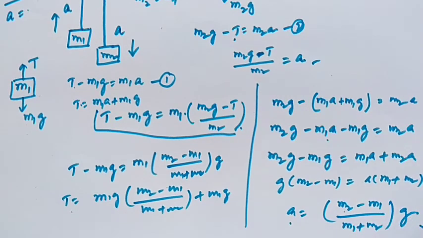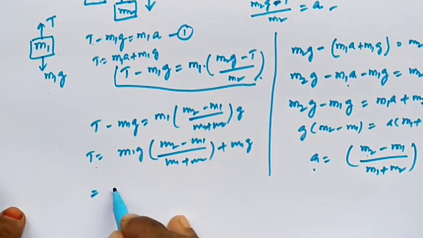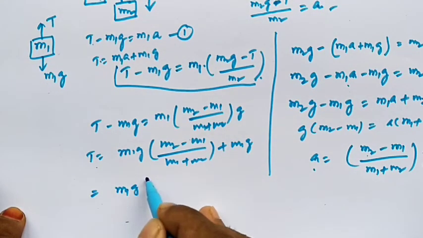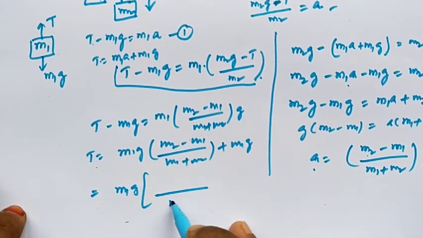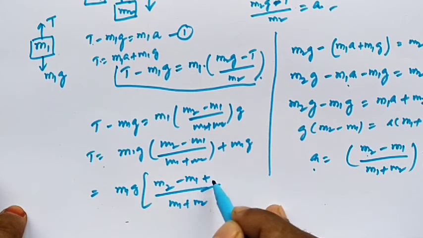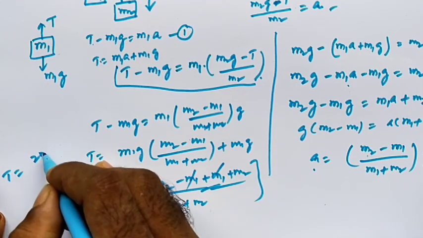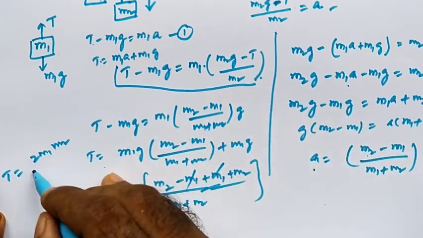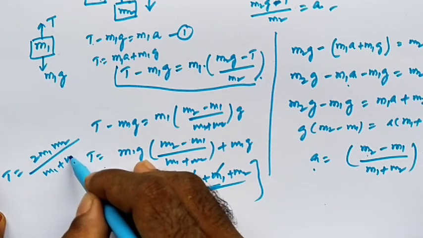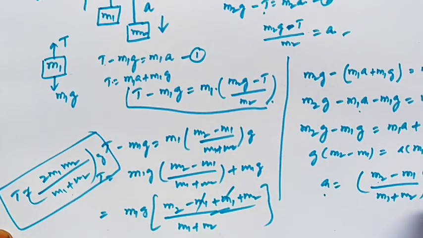Let us simplify this. Take m1g common, so the LCM will be m1 plus m2. This gives m2 minus m1 plus m1 plus m2, so these two get cancelled. This is 2m2. Therefore T is equal to 2 m1 m2 by (m1 plus m2) times g. That is the equation for tension.